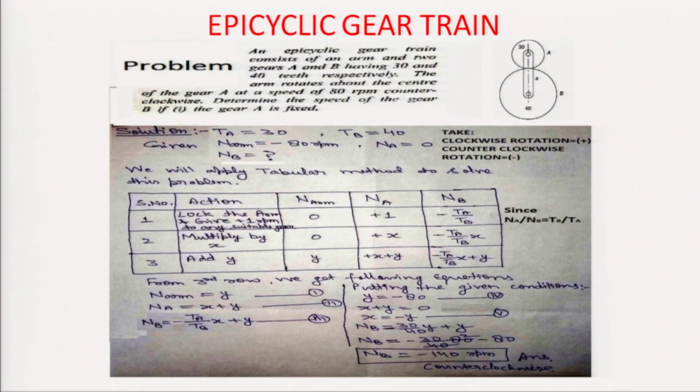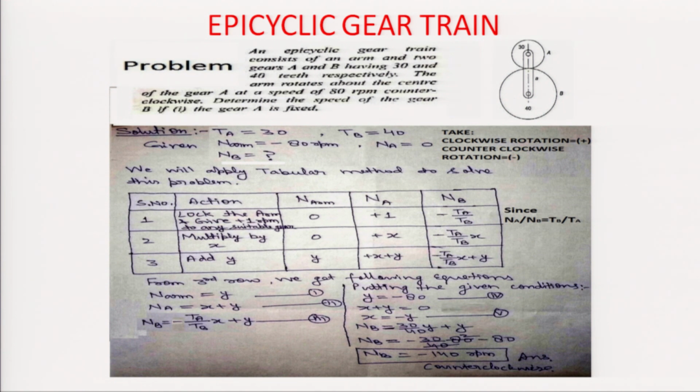This is the figure of a simple epicyclic gear train. In this figure, we have gear A that is in mesh with gear B. Gear A has 30 teeth, gear B has 40 teeth, and gears A and B are in mesh together with the help of this carrier or arm.